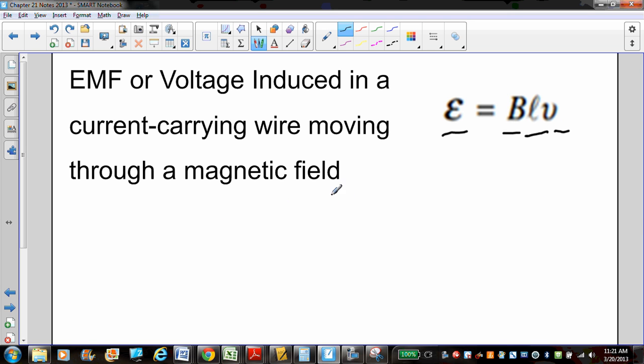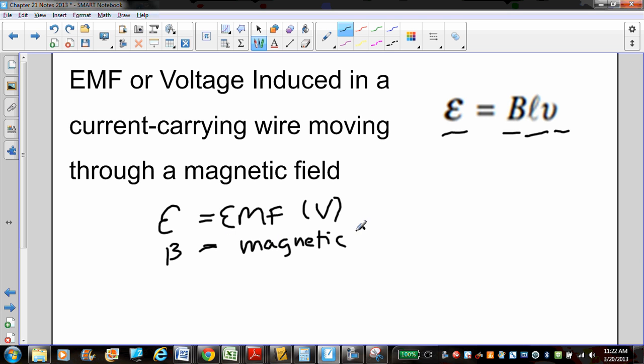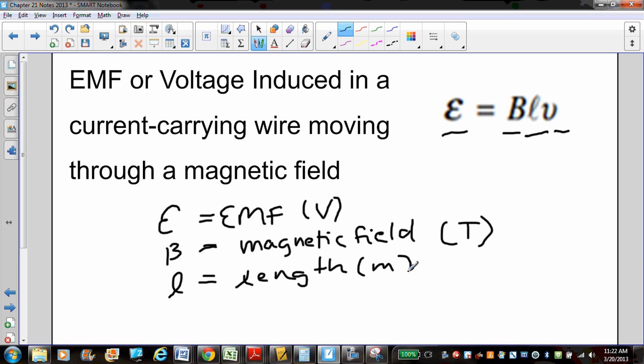So again, E is EMF, which is in volts. It's the same thing as voltage. B is the magnetic field, that's measured in Tesla. L is the length of the wire, measured in meters. And V is the velocity of that wire, measured in meters per second.